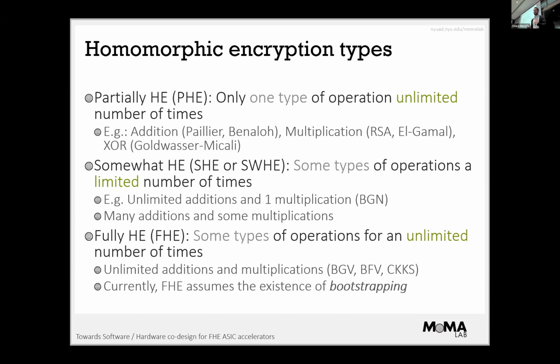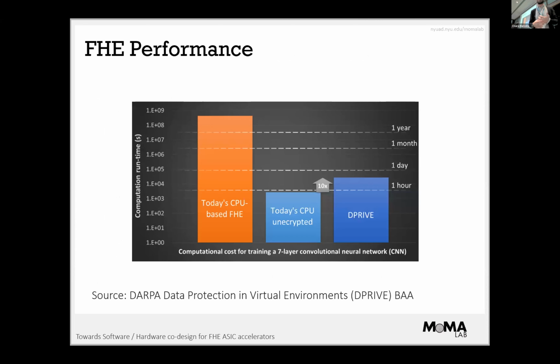There are many challenges we need to solve, and the major challenge is performance. Once you have something working in plaintext and you convert it to a corresponding computation in ciphertext, it becomes extremely slow. How slow? The slide I have here is taken from the DARPA DPRIVE program when it was first announced. NYU participates as one of the teams that got funding from DARPA to work on this.